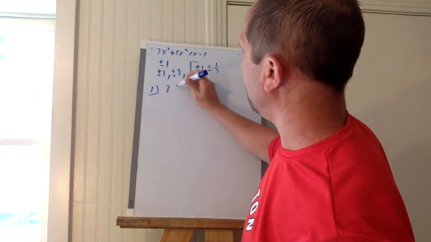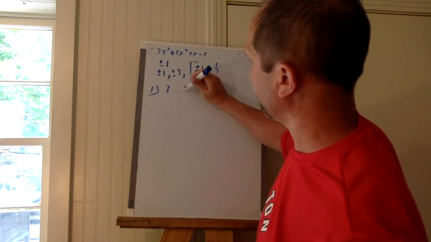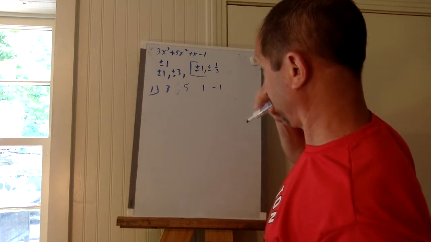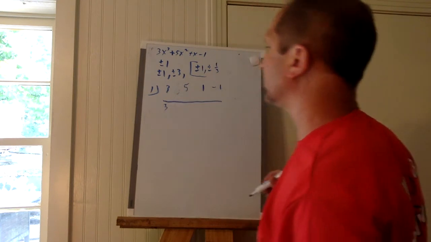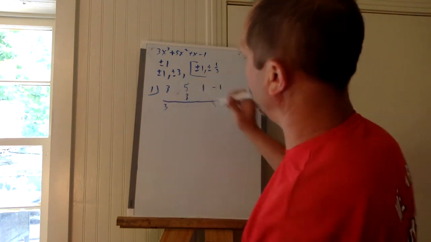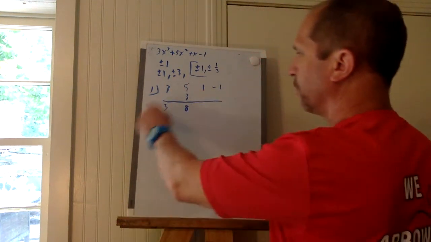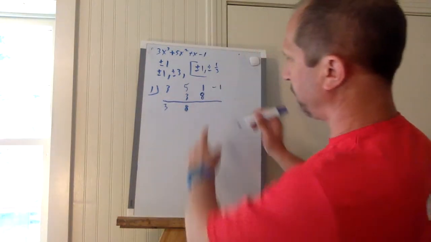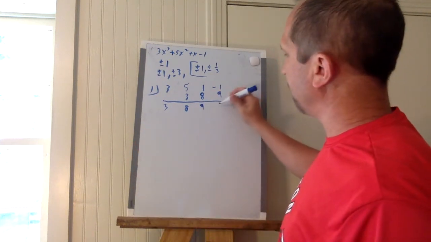And we have 3, 5, 1, and negative 1. So we pull out our 3, we get 3. Pull out our 5: 1 times 3 is 3, so 5 and 3 is 8. Again, multiplying and then adding. 1 times 8 is 8. 1 plus 8 is 9. 1 times 9 is 9. 9 minus 1 is 8.